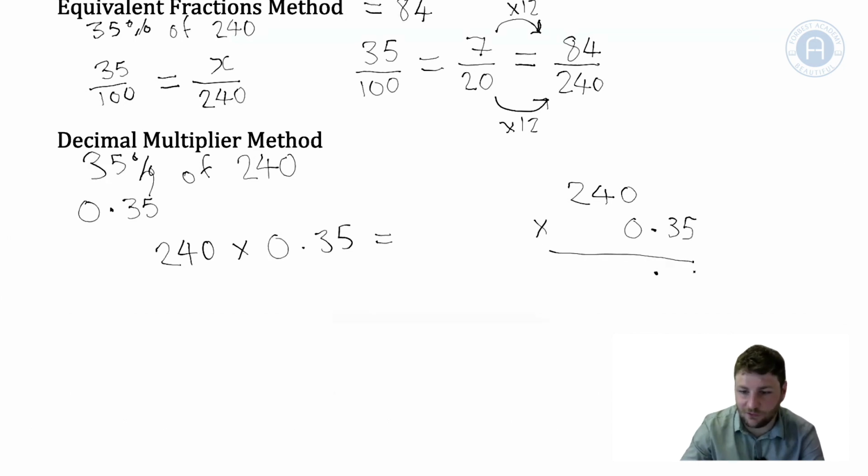So 5 times 0 is obviously 0. 5 times 4 is going to be 20. Carry the 2. 5 times 2 is going to be 10. So that gives me 12.